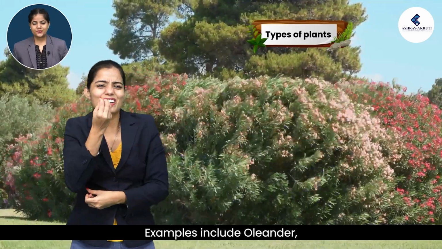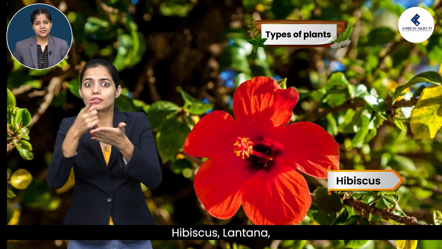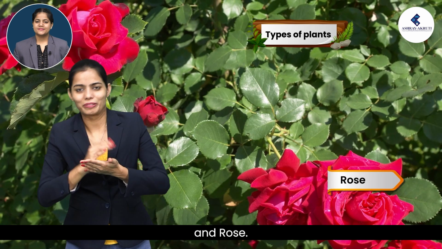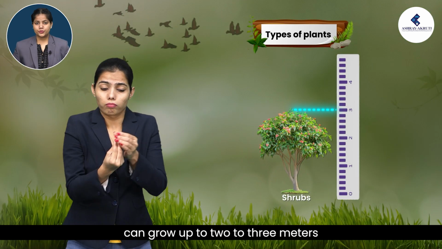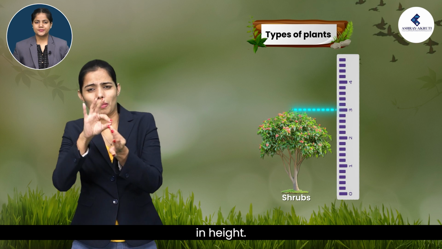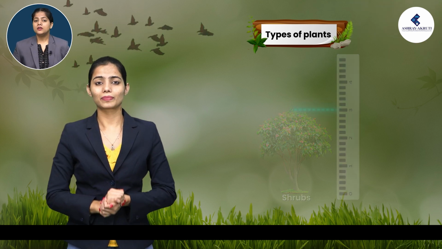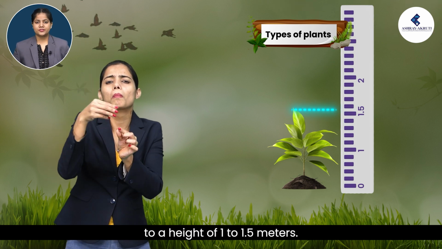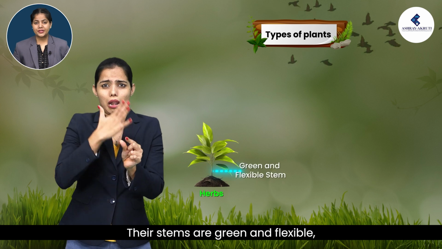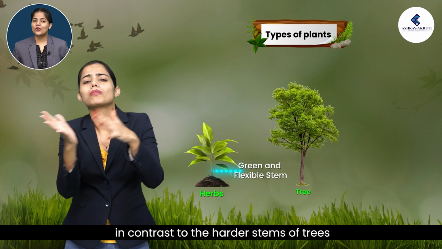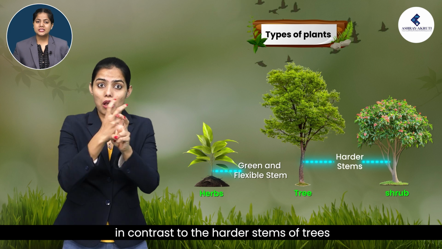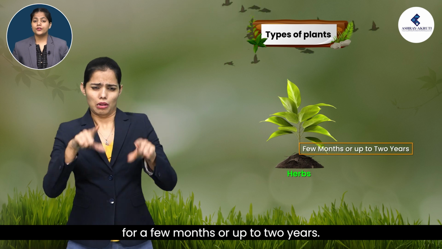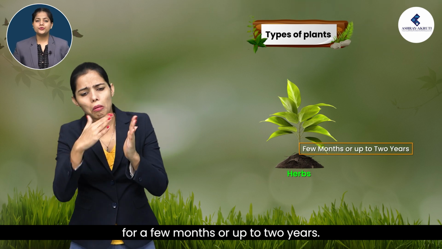Examples include oleander, hibiscus, lantana, and rose. Shrubs can grow up to 2 to 3 meters in height. Herbs typically grow to a height of 1 to 1.5 meters. Their stems are green and flexible, in contrast to the harder stems of trees and shrubs. Herbs may live for a few months or up to 2 years.